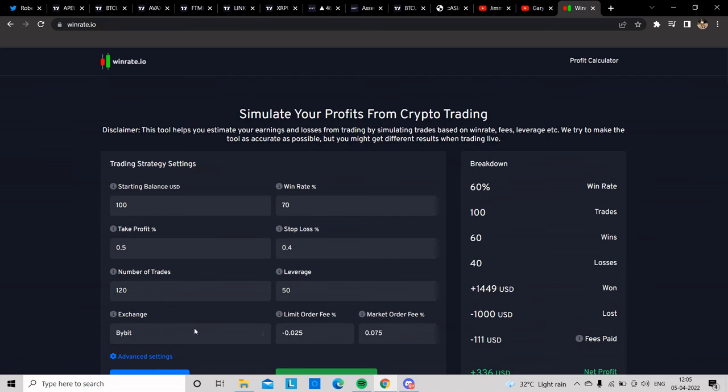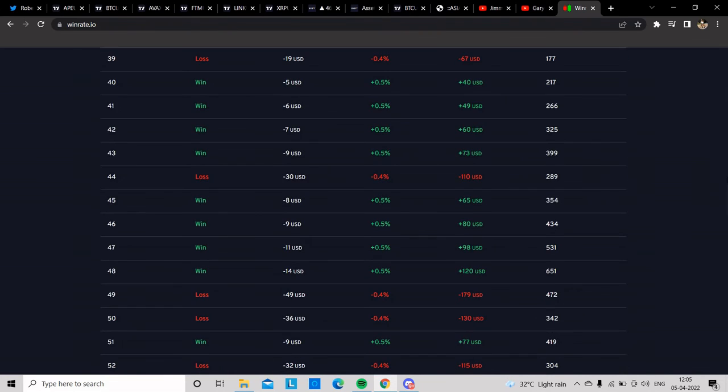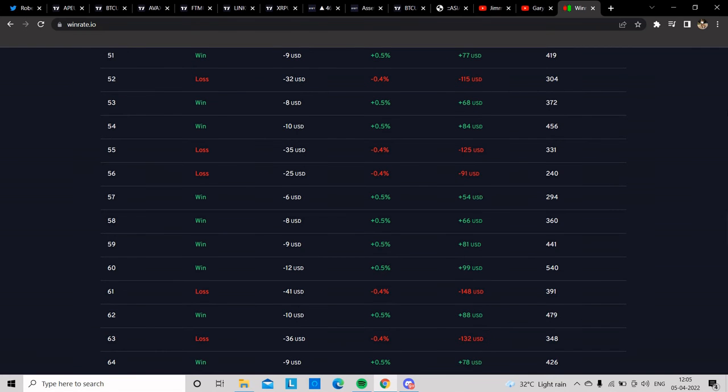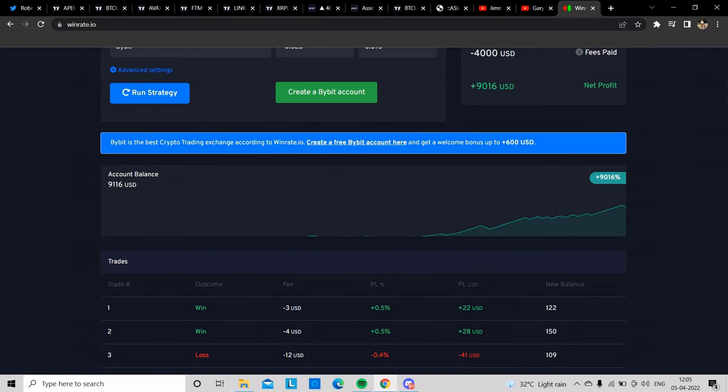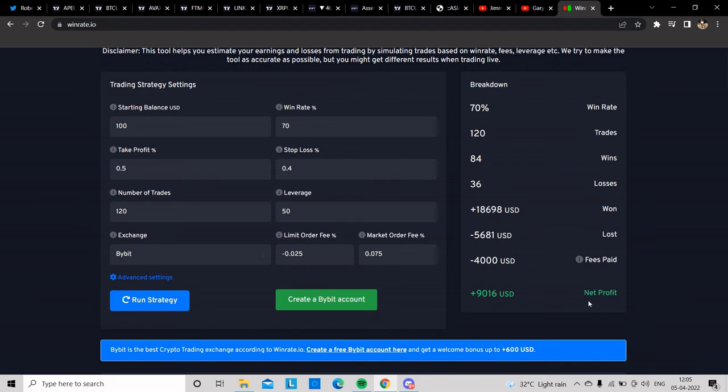Anyways, now let's just run the strategy and see what our profits can be. As you can see, $9,016 you can make in a month with just $100 if you use the strategy properly with 70% win rate and all of this. 120 trades if you can manage to put in a month. Yep, $9,016 in a month, with just $100 as an initial investment. That's a very good return.